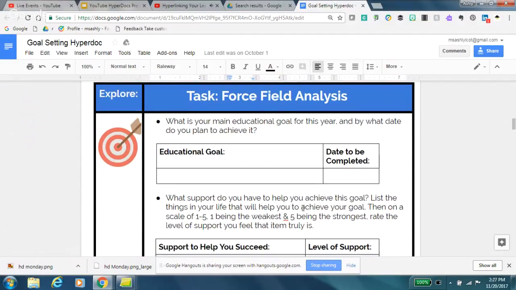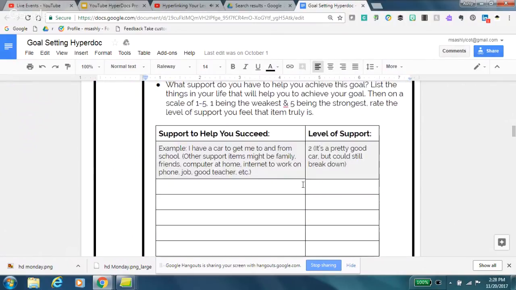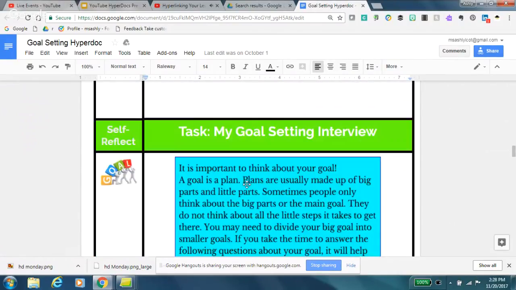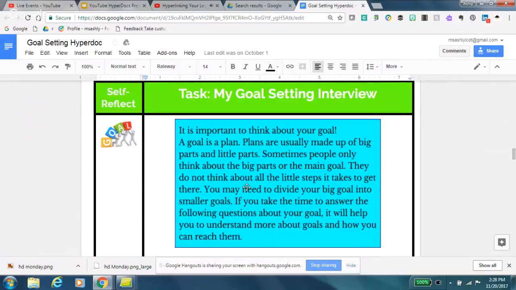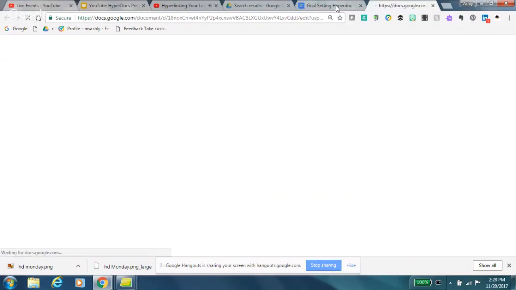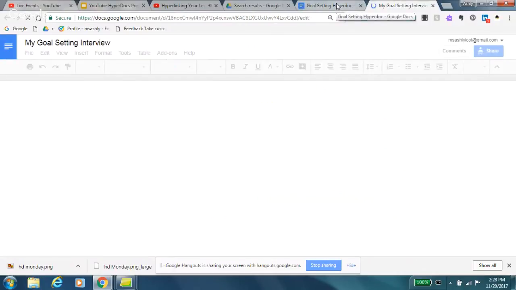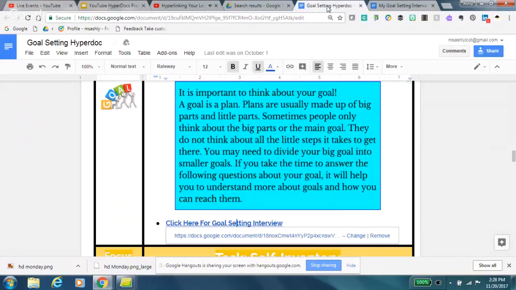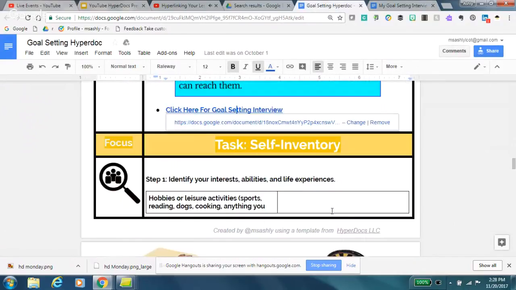From there, they discussed their educational goal and when they wanted it completed. They were then to discuss the support system they had at home, what was helping them, what was hurting them as far as making sure that they complete our program. They then went on to a goal setting interview. So they click on the link, they do the interview, which asks questions about what their interests are and that sort of thing, and they go back to their doc.